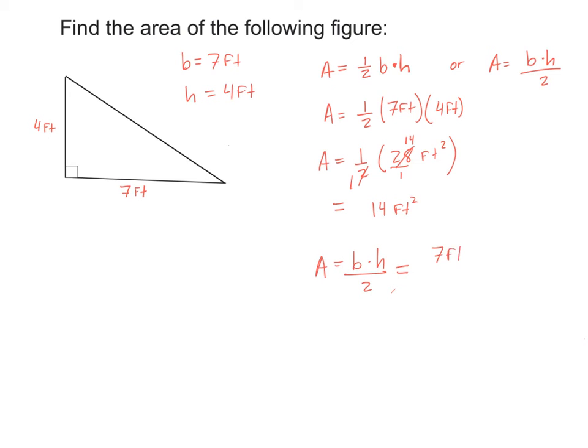7 feet times 4 feet over 2. That gives you 28 feet squared over 2, which is 14 feet squared.